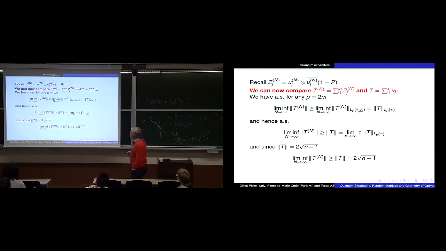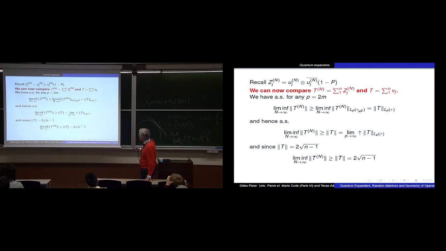Now we have these Z_j, which I've rewritten here. We want to remind you that we're interested in comparing the norm of this with the norm of this, the norm being here the norm of a random element. So here is what can be done. This is again a classical type of manipulation in random matrix theory.